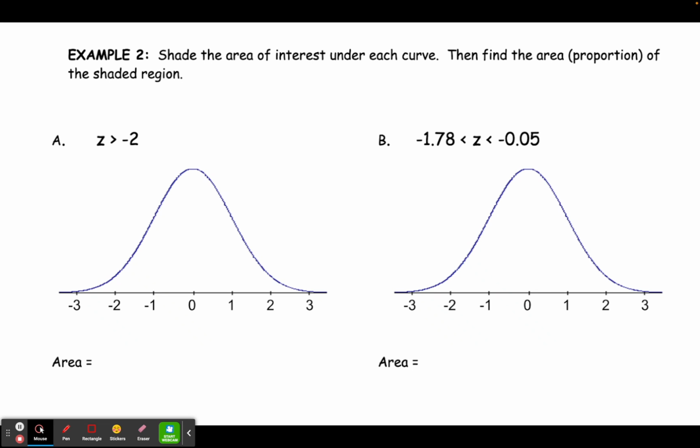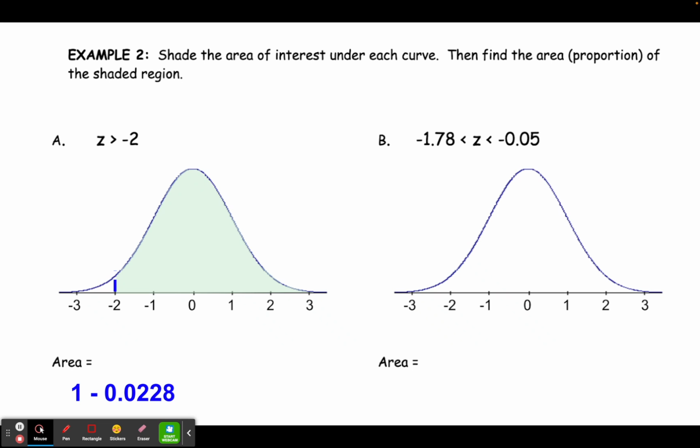All right, there are 2 more examples for you to try in your notes. I would suggest that you pause the video, try them on your own, and then restart it to check your answers. All right, for part A, we're looking for the area where z is greater than -2. So I mark off a vertical line at -2. I want to shade the area to the right.